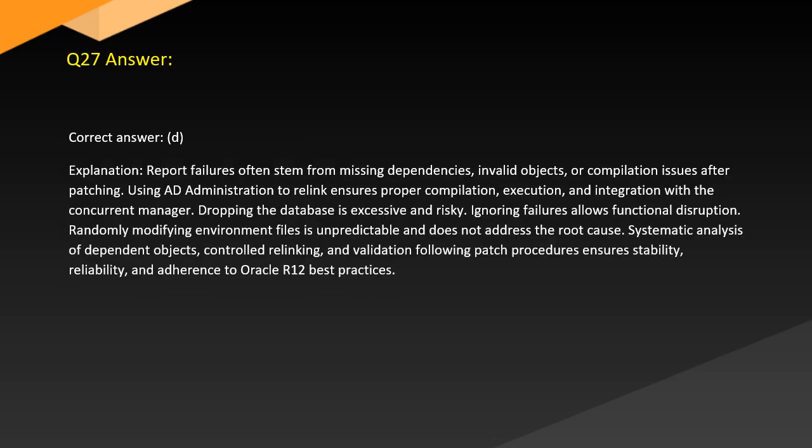Answer. Correct answer. D. Explanation. Report failures often stem from missing dependencies, invalid objects, or compilation issues after patching. Using AD Administration to relink ensures proper compilation, execution, and integration with the concurrent manager. Dropping the database is excessive and risky. Ignoring failures allows functional disruption. Randomly modifying environment files is unpredictable and does not address the root cause.